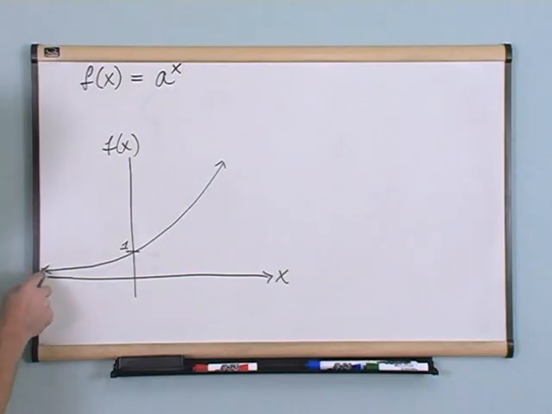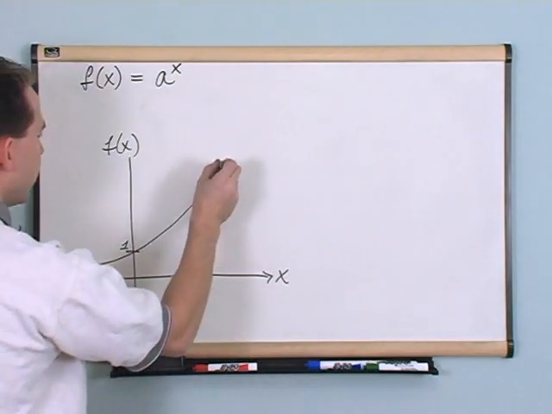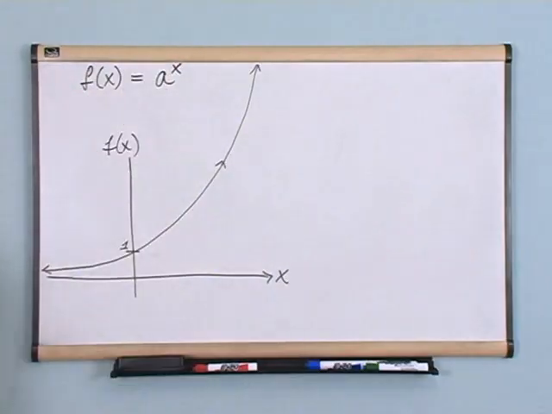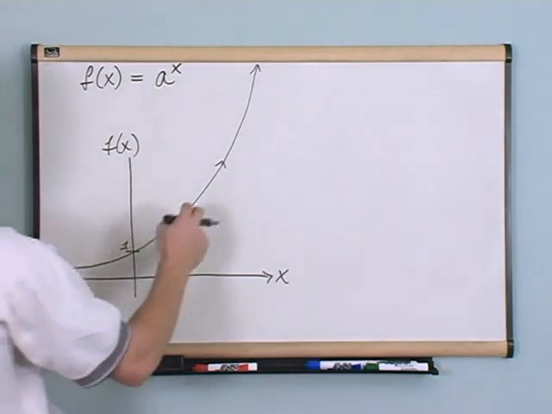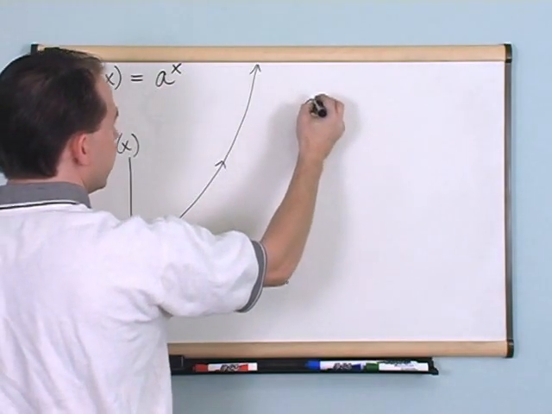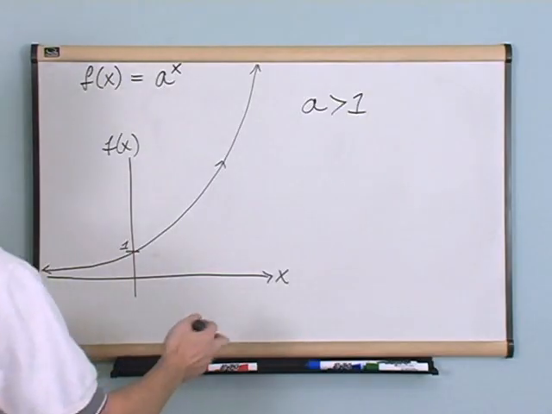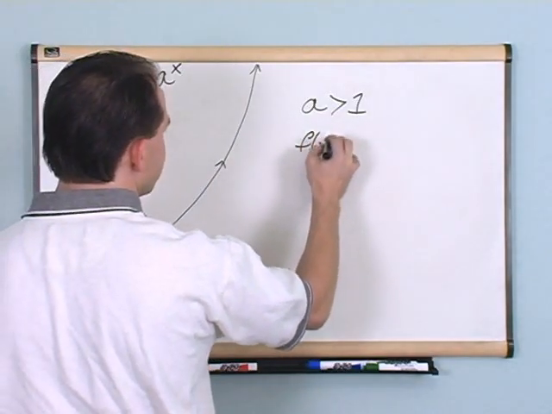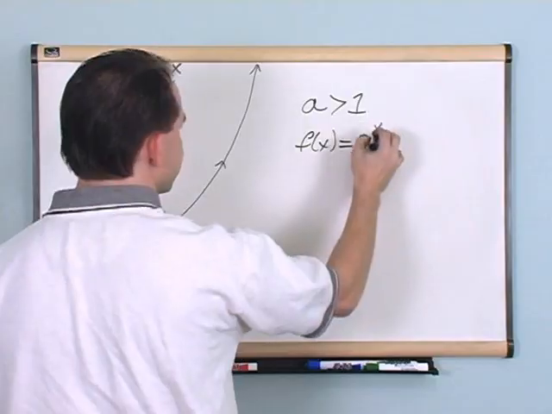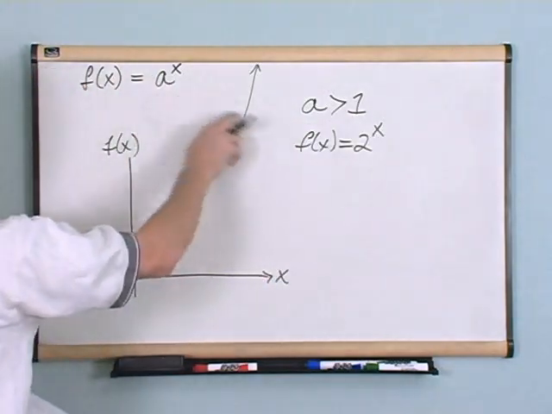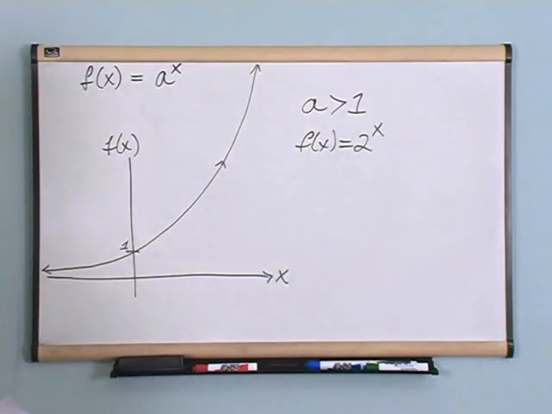So you can see that as you go higher in x, this gets bigger, bigger, bigger. And of course, the graph goes on and on, and it goes up very steeply to infinity. This is what the graph looks like if this constant a is greater than 1. Let's take an example. Let's say f of x is equal to 2 to the x. That's my formula. a is greater than 1, it's equal to 2, and it's raised to the x power.